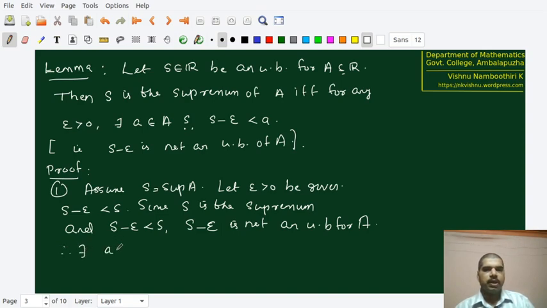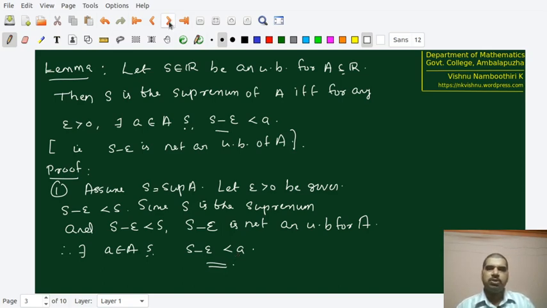So there exists A in capital A such that S minus epsilon is less than A. This is what precisely we wanted. Therefore, this is the condition that we wanted here. So in one direction, we establish what we claim. What about the second direction?